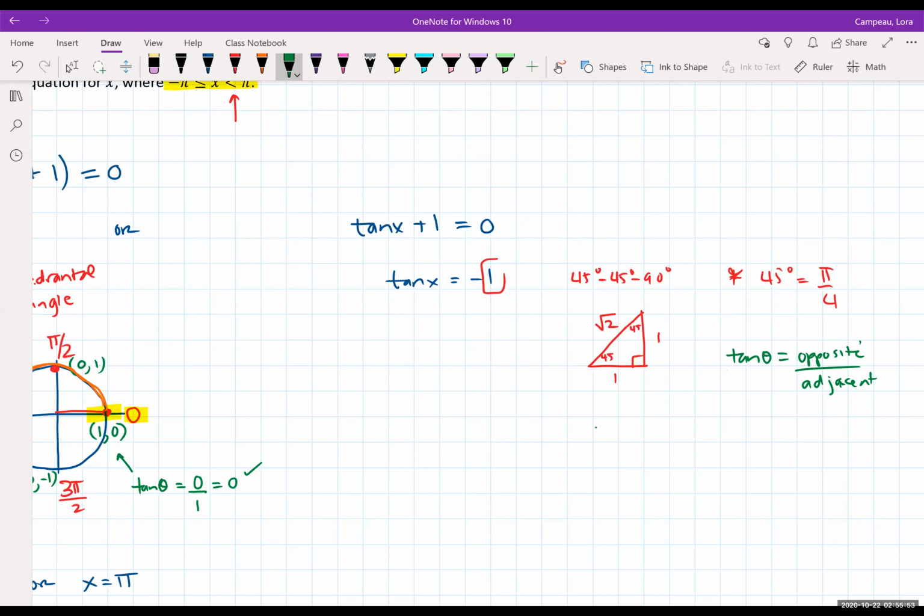So what would happen is if we take the tangent of 45 degrees, or in this case, pi over 4, the opposite, looking at this angle, is 1, and the adjacent is also 1. So that's equal to 1. So we know that pi over 4 is going to be this nice reference angle.